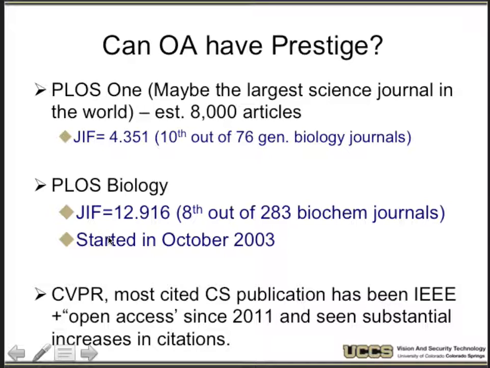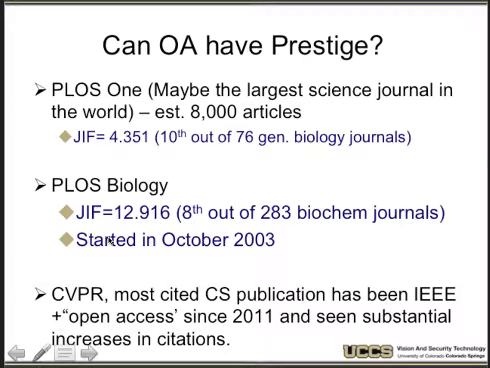CVPR, which is the most highly cited CS publication, and IEEE has been sort of open access in the sense that we've been publishing an open version of it online for free download since 2011, and we have, as a community, seen a substantial increase in the citation rates since that time. It was a very highly cited one before we began our open access experiment, but after that experiment, it has become huge in terms of the increase in its citations.